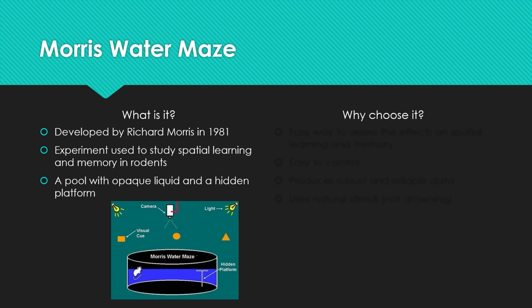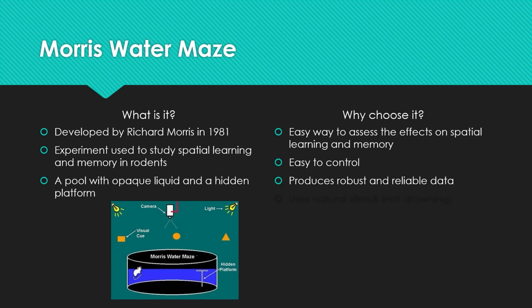Why did we choose it? As I said, it's already a standard practice. It is good because it produces robust and reliable data, because unlike electrical stimuli or treat stimuli, this method uses natural stimuli, so wanting to leave and not wanting to drown. And as far as I'm aware, death isn't one of the things that mice could build up tolerance to, unlike pain or treats.